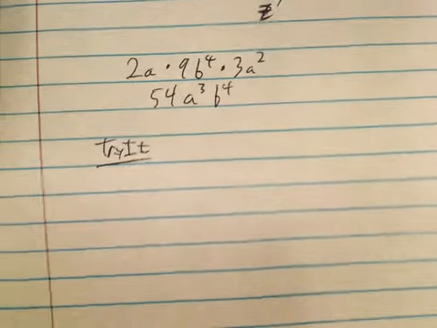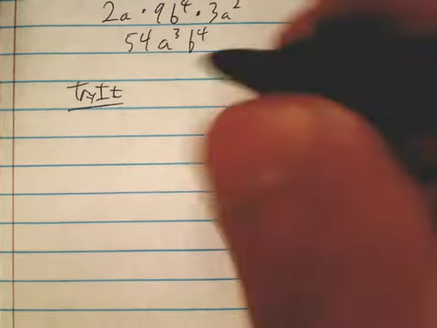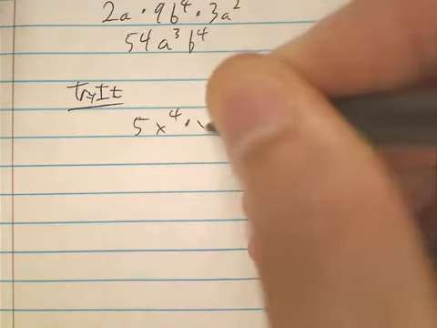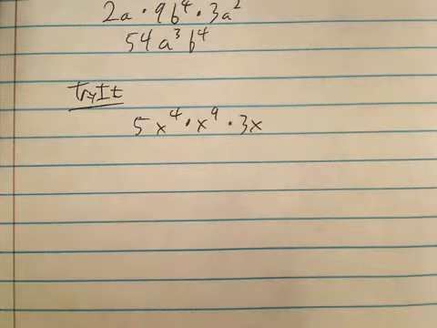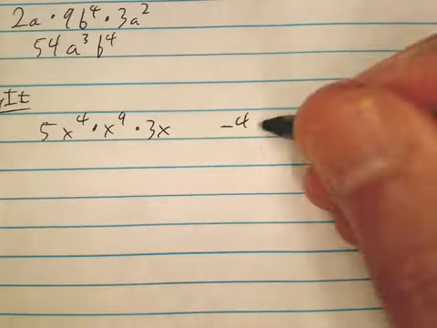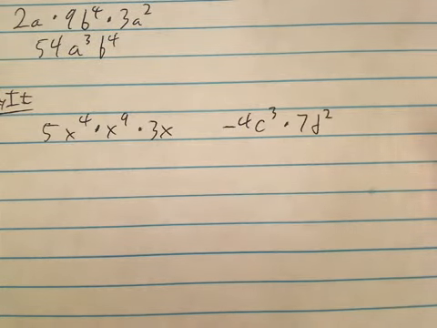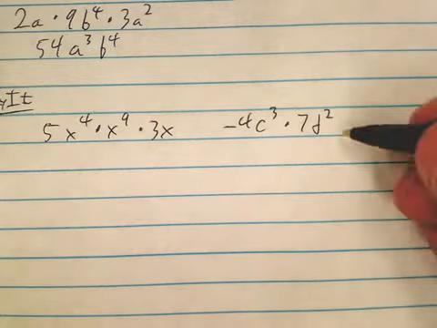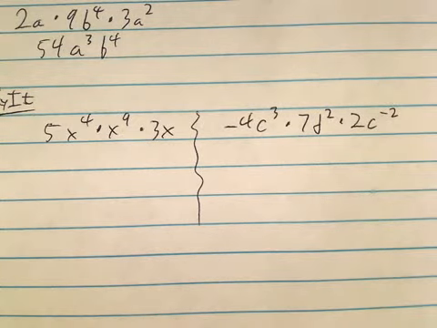Let's try it. I shouldn't abbreviate try it. That's really lazy. Let's go ahead and try a couple of these. 5x to the fourth times x to the ninth times 3x. And then I'll have negative 4c to the third times 7d squared times 2c to the negative 2. Okay, go ahead and try those out. I'll be back with you in a minute.